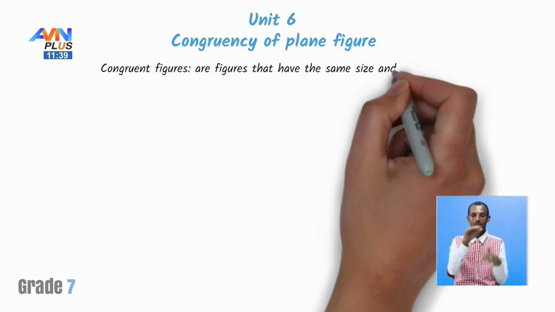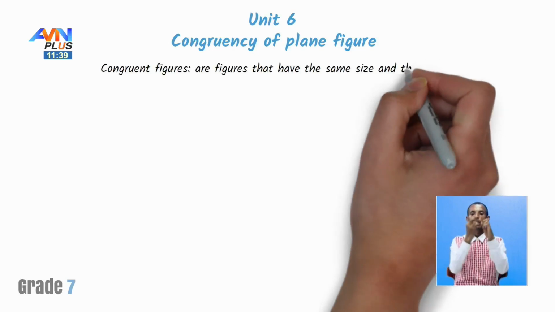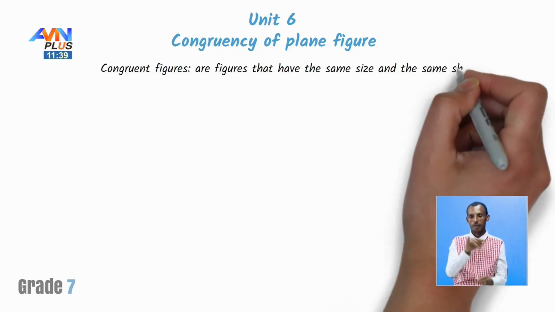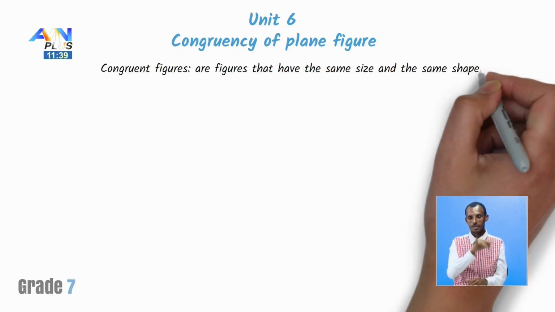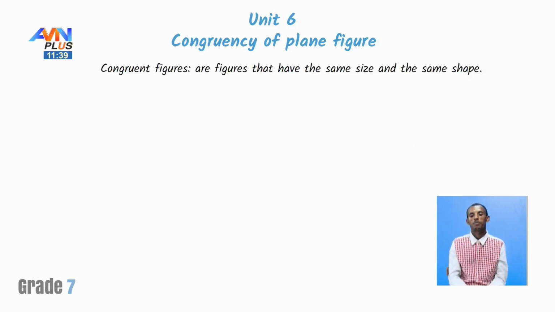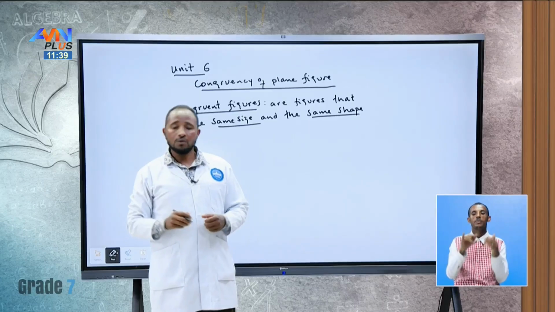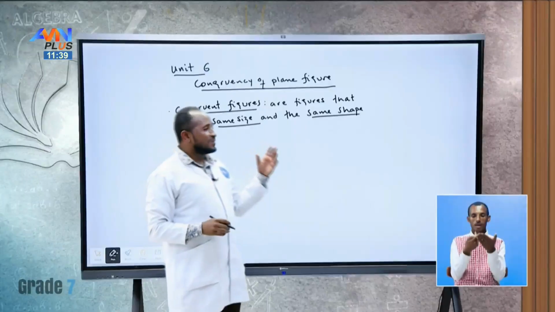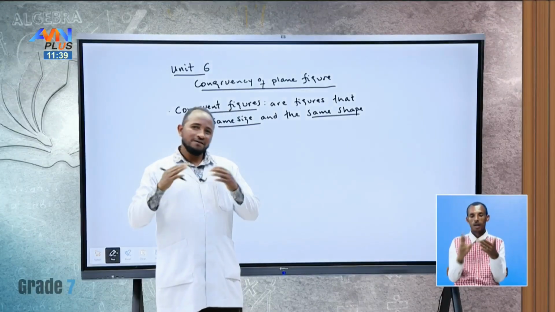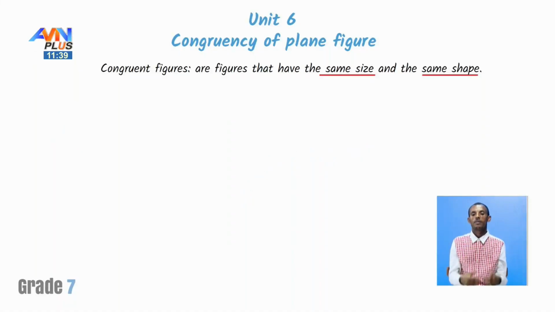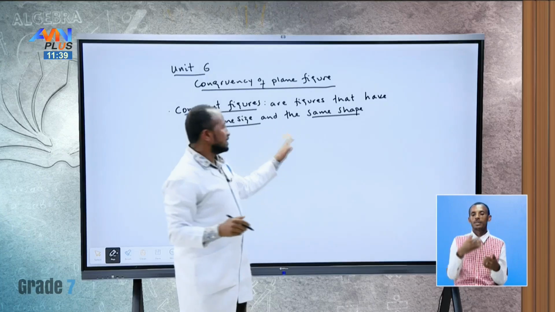The same size and the same shape. Two figures are said to be congruent if they have the same size and the same shape. Or in other words, congruent figures are figures that have the same size and the same shape.